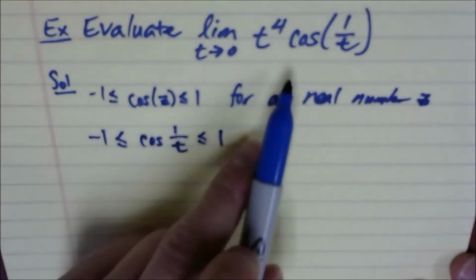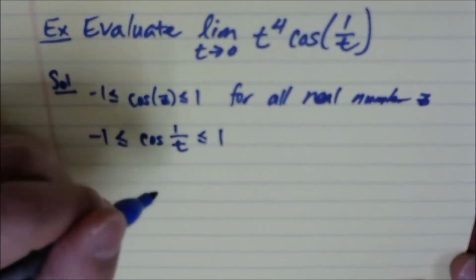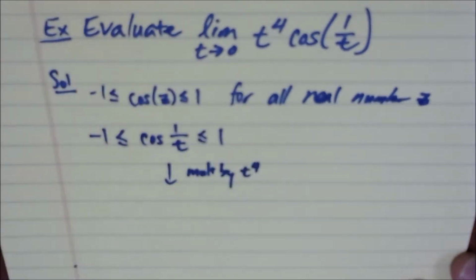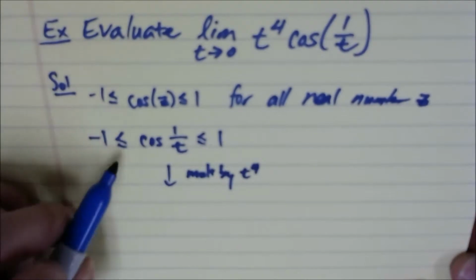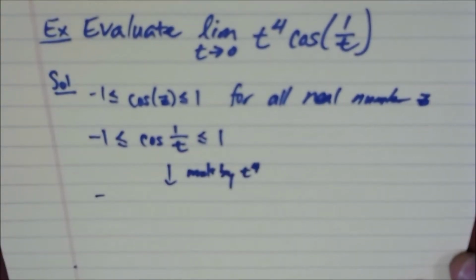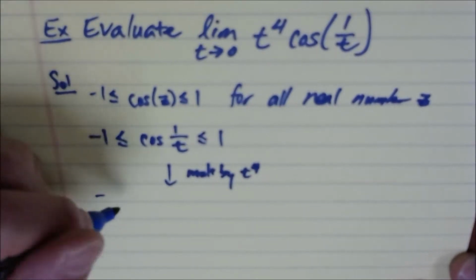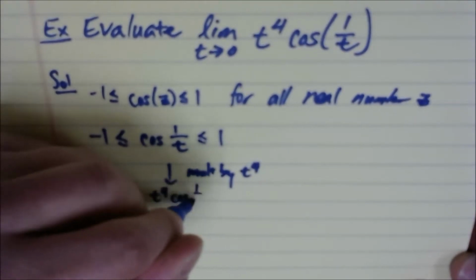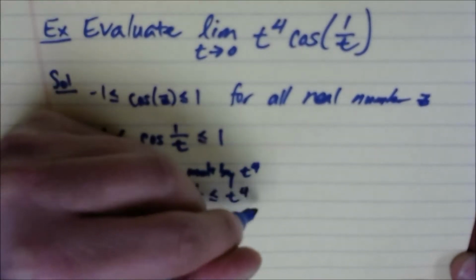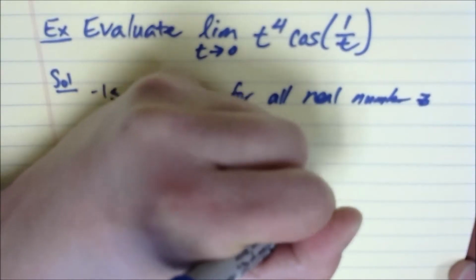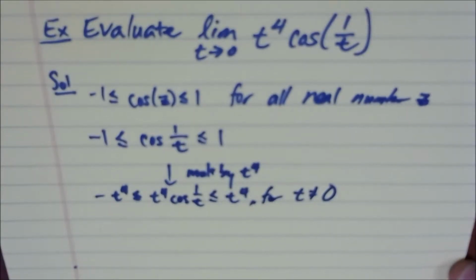Now that even 4 in the exponent, if I multiply by t to the fourth, that 4 guarantees that what I'm multiplying by is positive, so no inequalities flip in order, and then each of these three sides multiplied by t to the fourth gives negative t to the fourth is smaller than or equal to t to the fourth times cosine of 1 over t, which is smaller than or equal to t to the fourth. So we get this fact, and it's true for any number t except for 0.